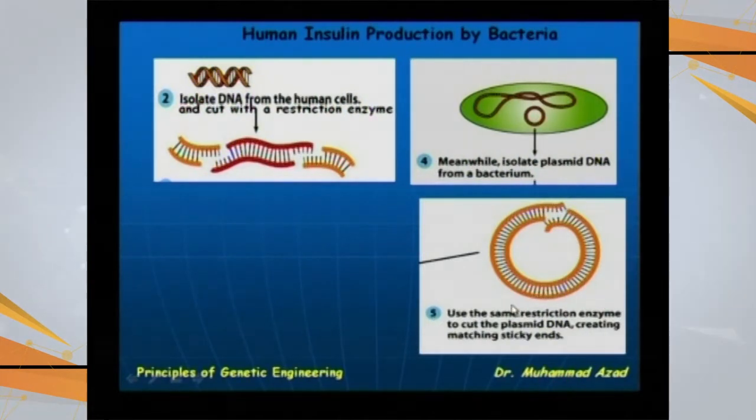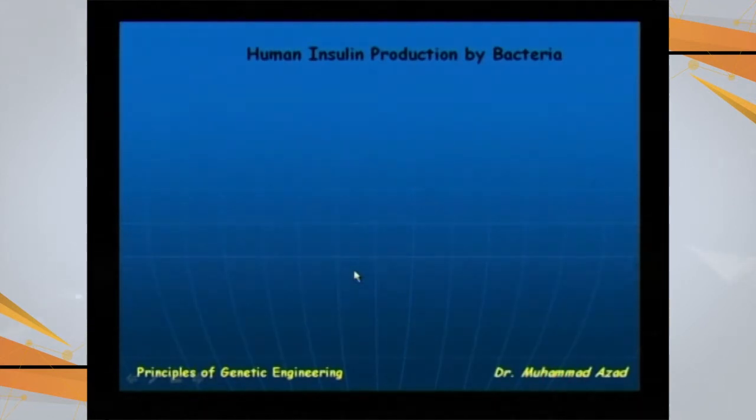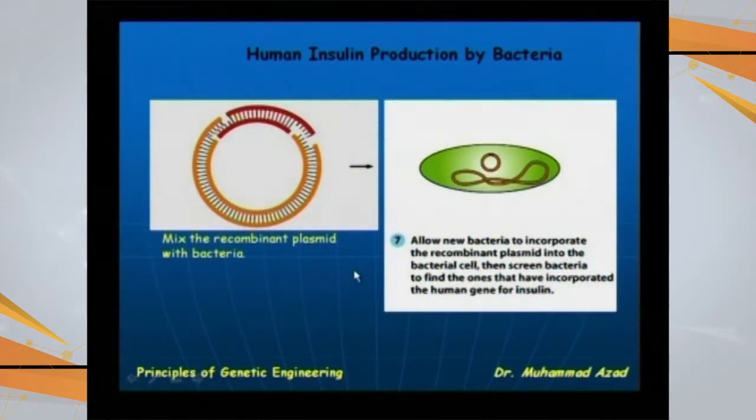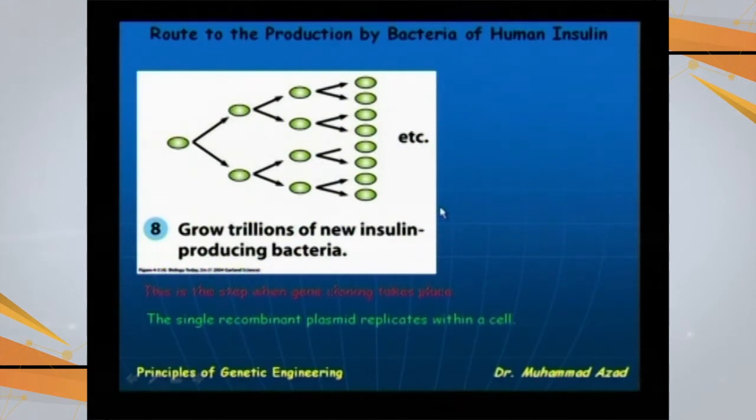The next step, using the same restriction enzyme, we cut the plasmid, and then we insert this human gene into the bacterial plasmid. So these are the hydrogen bonds which are produced, and these open ends are repaired by DNA ligase. So this is the recombinant DNA, and this recombinant DNA is inserted into the expression system of bacteria, and these bacteria are going to act as factories for us, where every cell is going to produce insulin.